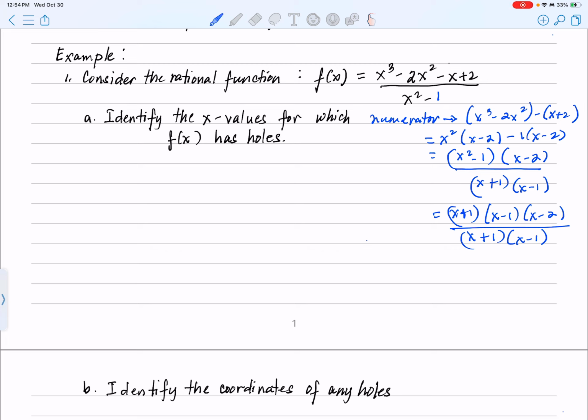Okay, so this means if I cancel this out, there are holes at x equals 1 and x equals negative 1. Because x plus 1 equals 0, x is equal to negative 1. And the other one is x minus 1 equals 0, then x is equal to 1.